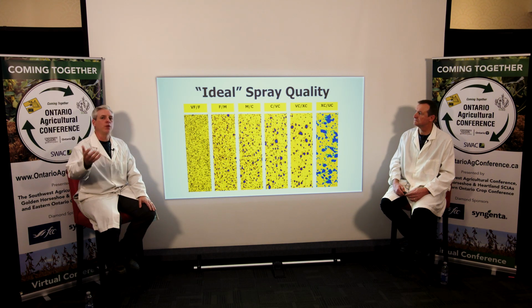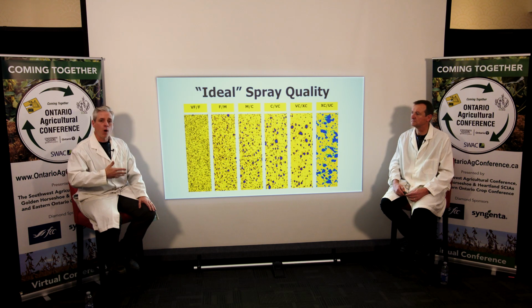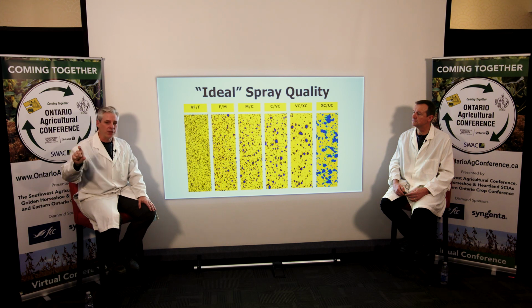But if we want to do a better job and we want to see what kind of coverage we're getting, we need a tool that's going to give us feedback. And this is water-sensitive paper, and we talk about this a lot. What's interesting about this particular slide is you can see all these volumes are the same, all these applications are the same. All we've changed here, or I should say the rates are the same, all we've changed is the droplet size. That's right. And you can see how that spray covers the target differently.